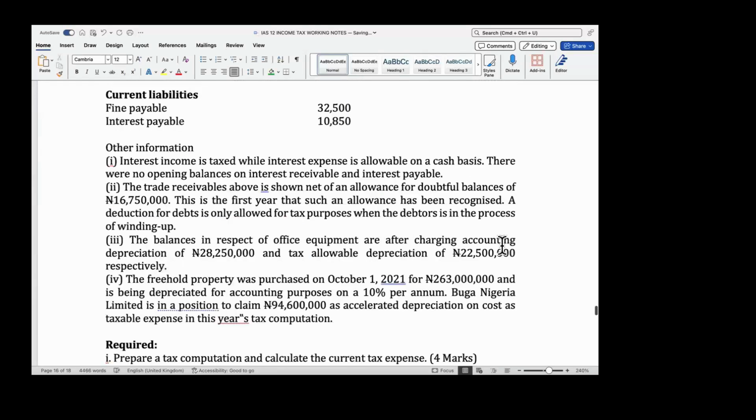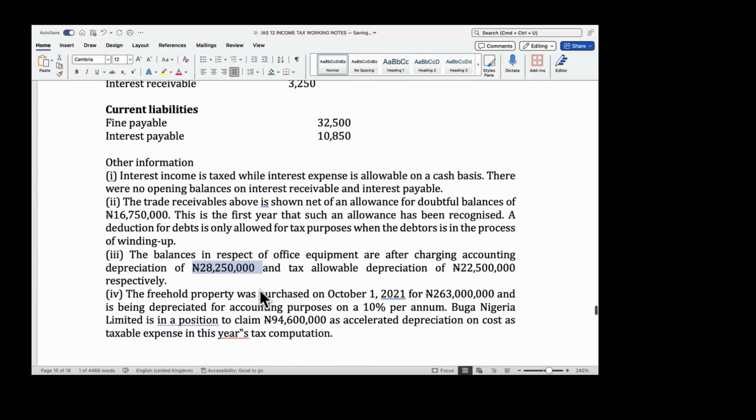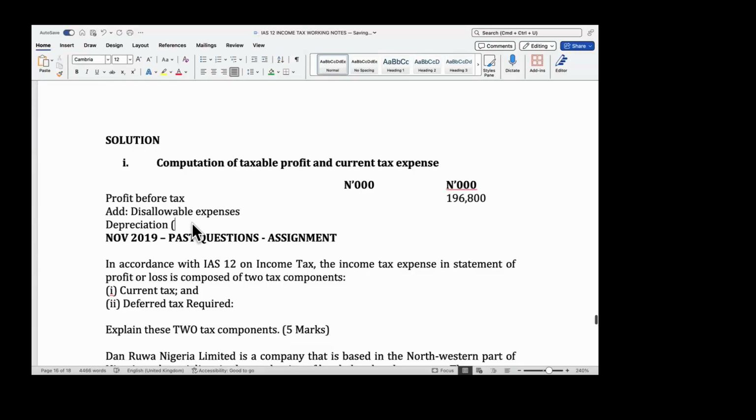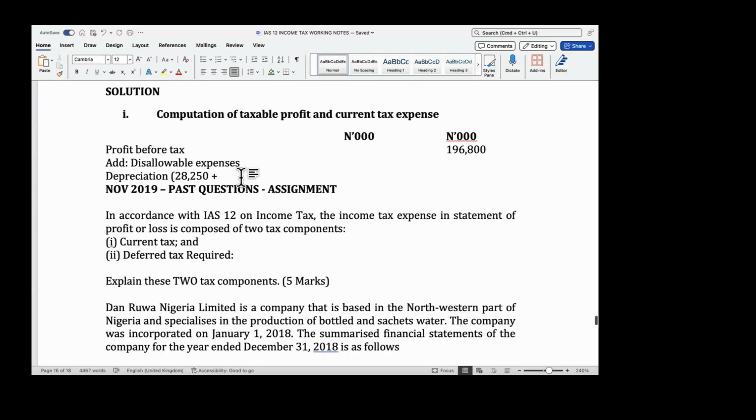And what are the depreciation given to me in this question? For the office equipment, the depreciation is 28,250. And for the second asset, which is a field property, I was told that it's been depreciated for accounting purpose at 10% per annum. So if I do 10% of 263 million, I should be looking at 26,300. So can you sum these two for me?